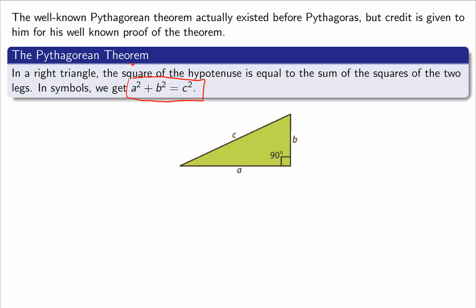One thing when you're using this formula is make sure that you get your variables straight. A and B are the two legs and they can be interchanged. It is addition after all. But C must be the hypotenuse, the side across from the right angle. If it's not, this does not work.